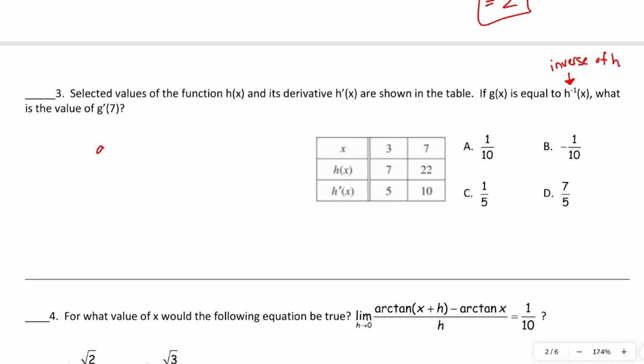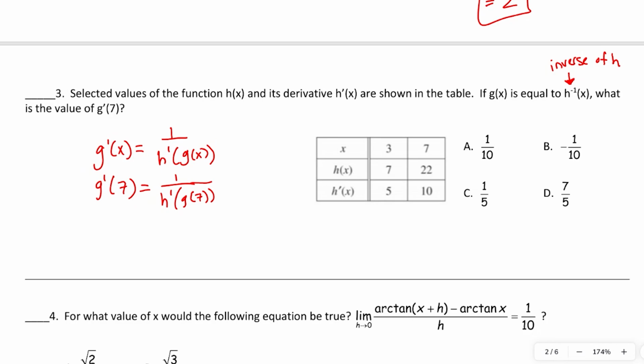Okay, so the derivative of g here, which is the inverse of h, will be 1 over the derivative of h of g of x, where g is that inverse. So if we want to evaluate g prime at 7, that's going to be 1 over h prime of g of 7. Now, g is the inverse of h.